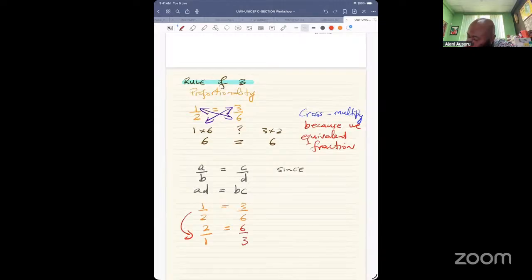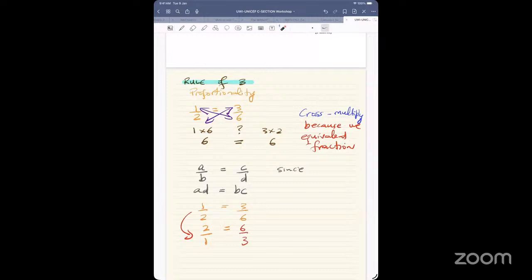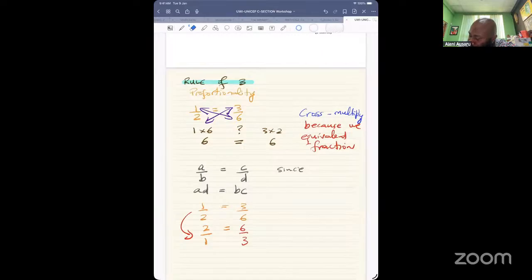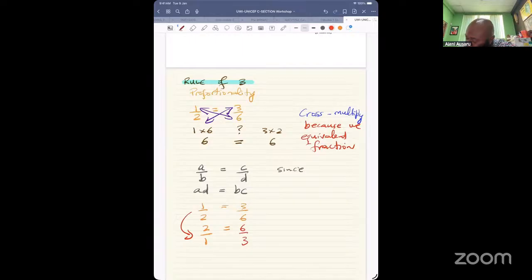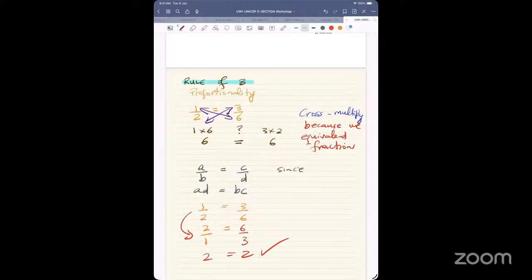Let us check it. What is 2/1? 2. And what is 6/3? 2, right? So 2 as well. Beautiful. So 2 is equal to 2. So this makes sense, correct? Yes, sir. All right, so let's go back to the algebra now.